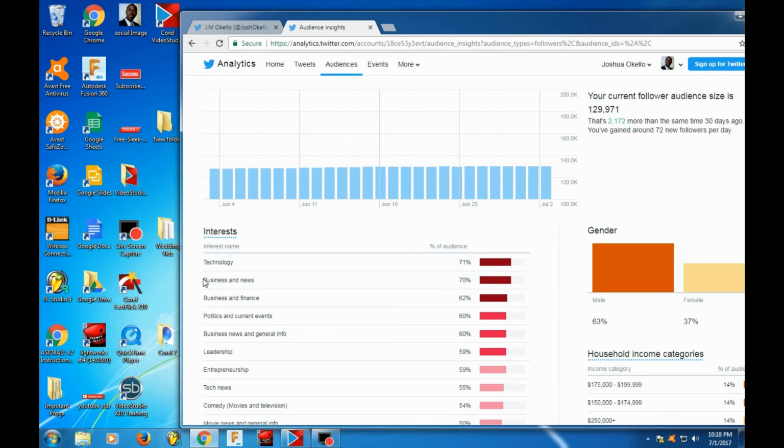What I focus on is this area here: business and news, business and finance, politics and current events, business, news and general information, leadership and entrepreneurship. These numbers are the ones that I'm targeting: 70%, 62%, 60, 60, 59, 59.